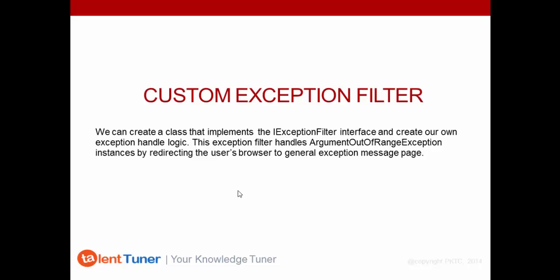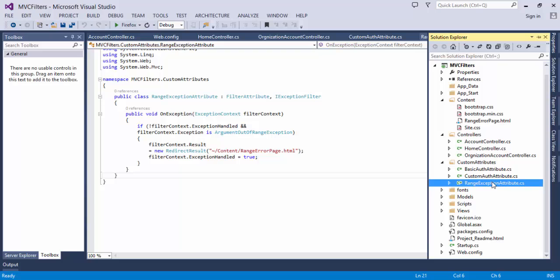Let's start with how to create a custom exception filter in MVC application. For example, in the MVC application, I want to handle the out of range exception. We have created a new class file called RangeExceptionAttribute.cs in the custom attribute folder.